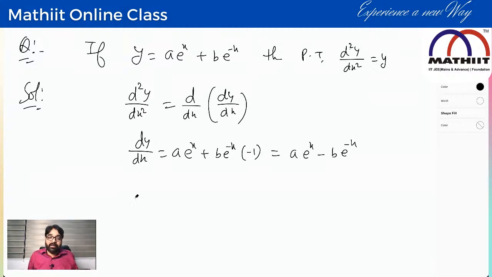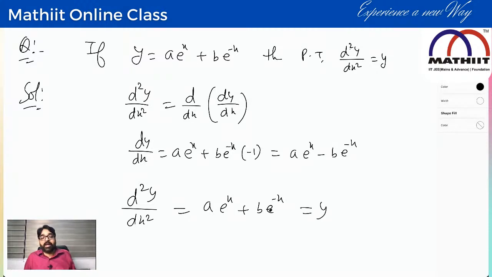Now again differentiate both sides. So on this side, if you differentiate d by dx, it will become d square y by dx square is equal to a e power x plus b e power minus x, because the differentiation of b e power minus x again gives minus of b, so it becomes plus. And this value is nothing but y. It's already given. So d square y by dx square equal to y.